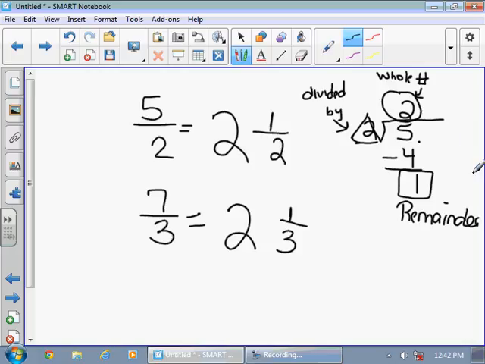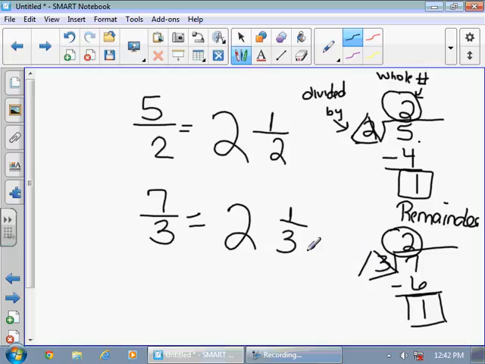So if you need to do the math, just come over here. 3 divided into 7. How many times will 3 go into 7? 2. 2 times 3 is 6. Subtract, you get 1. Here's my whole number. Here's the top number. That was the remainder, so he's the top number. And the number that I divide it by is my bottom number.